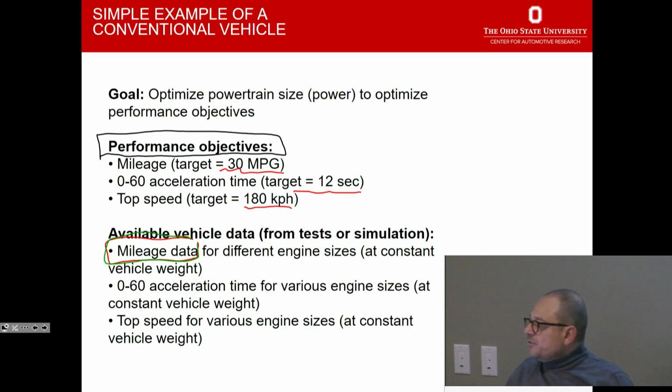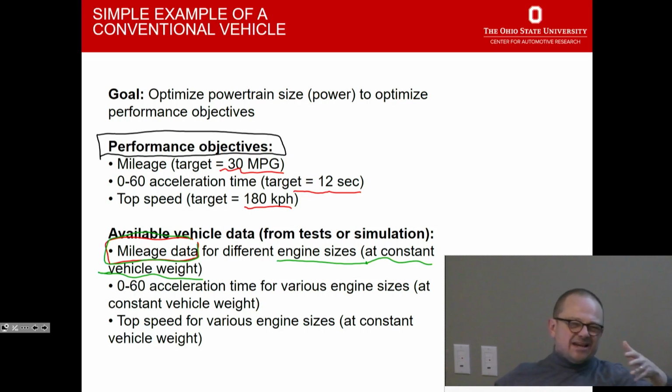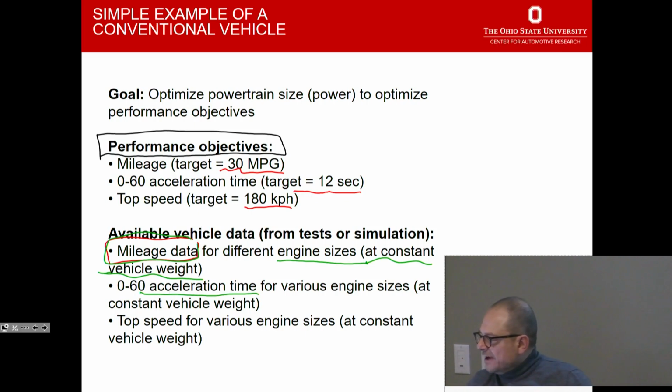So we have some fuel economy data. We're assuming that we have constant vehicle weight, and somehow we've done some experiments where we've changed the engine size, and given the fixed vehicle constant weight, yes, the larger engine weighs a little bit more than a smaller engine, but it's not a huge difference. Then we've also measured the acceleration time, again, for constant vehicle weight, and the top speed.